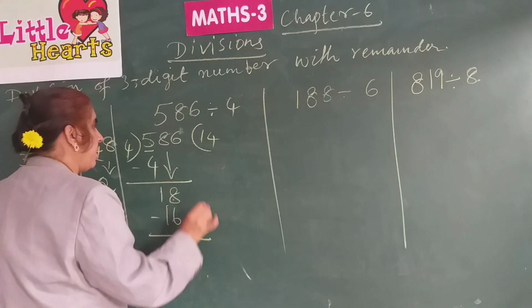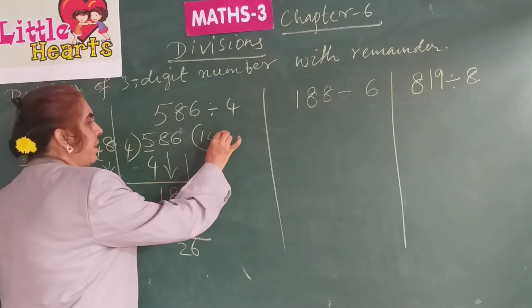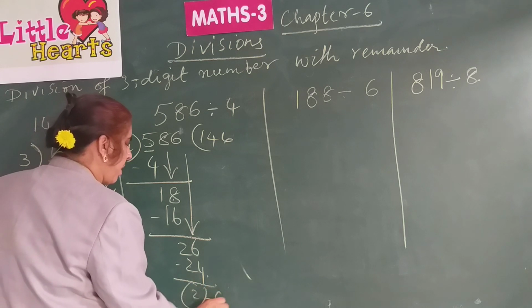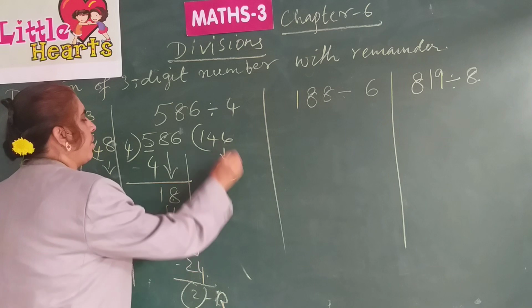18 minus 16 is 2, bring down 6. So 4 sixes are 24. 26 minus 24 is 2, the remainder. 2 is the remainder and the quotient is 146.